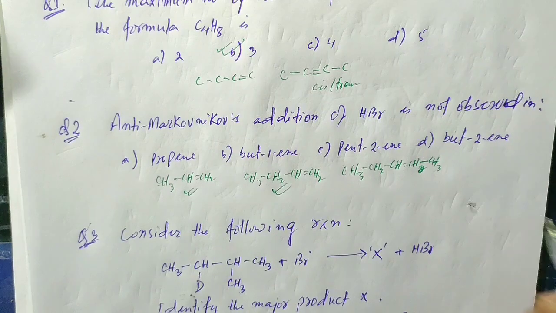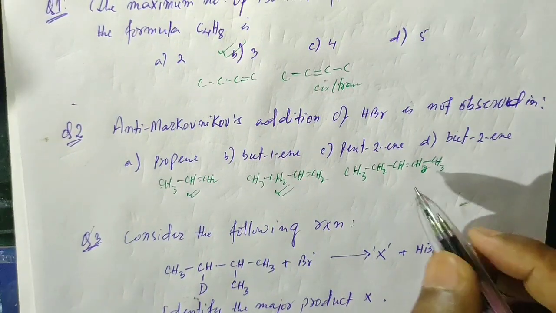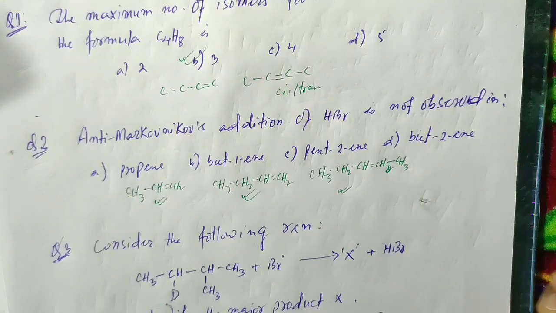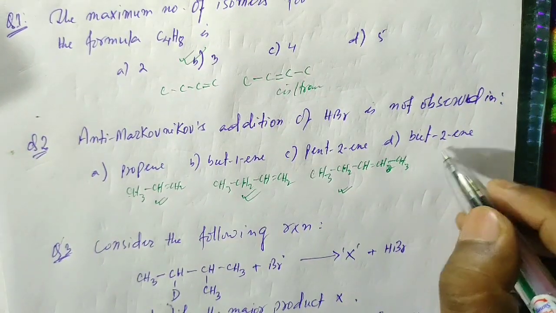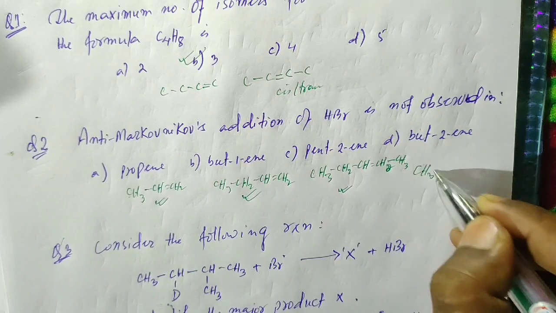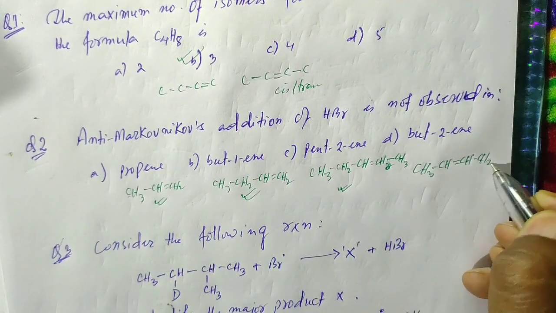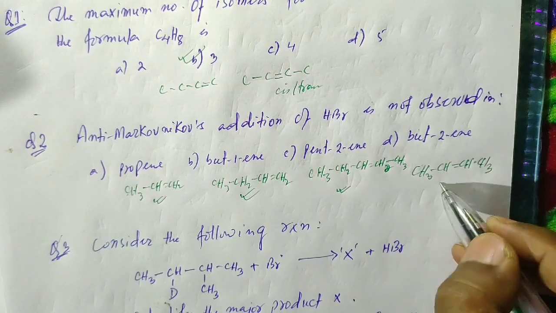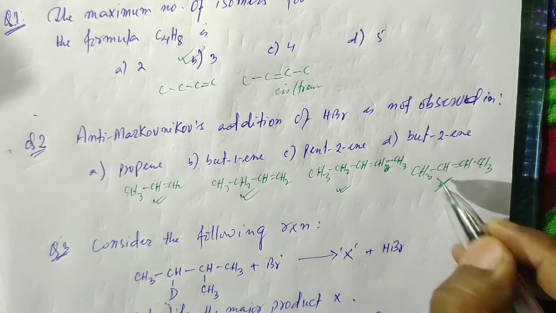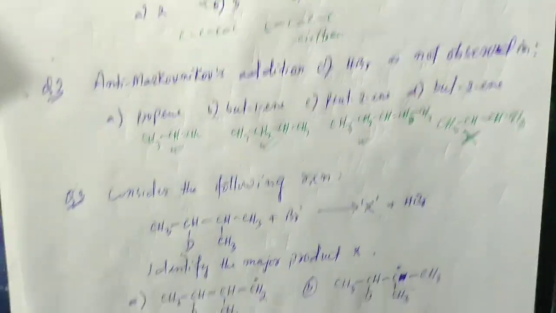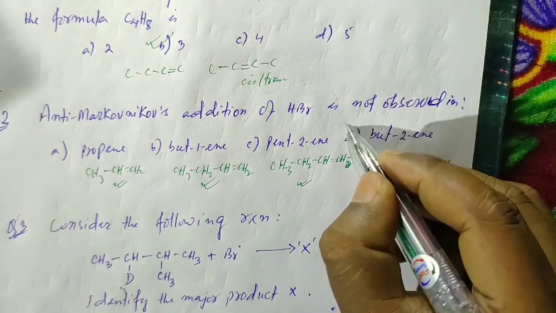Is it symmetrical or unsymmetrical? This is an unsymmetrical alkene, so the anti-Markovnikov rule is applicable here also. But what about but-2-yne? CH3 CH double bond CH CH3. This is a symmetrical alkene, so in this alkene neither the anti-Markovnikov rule nor Markovnikov's rule can be applied. Okay, so our answer is D.